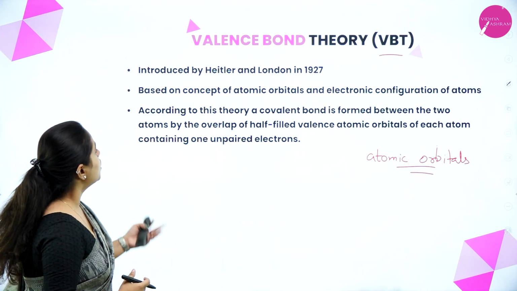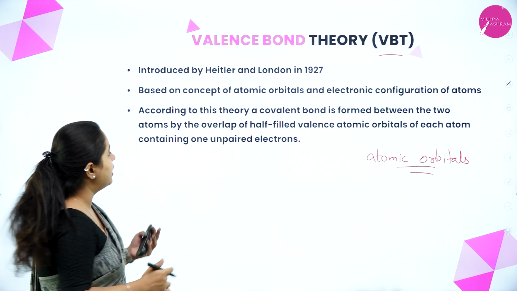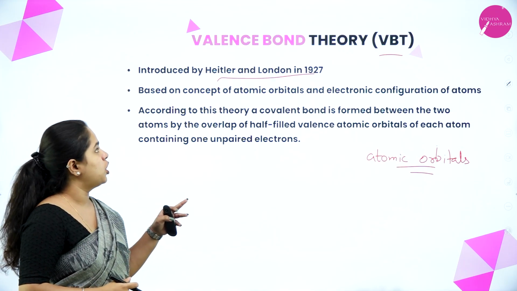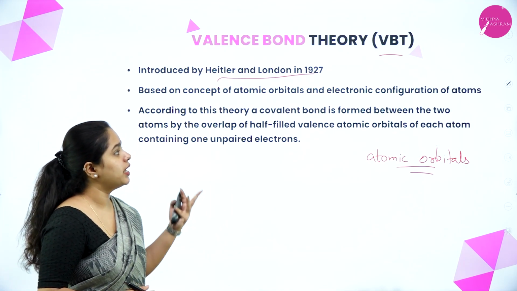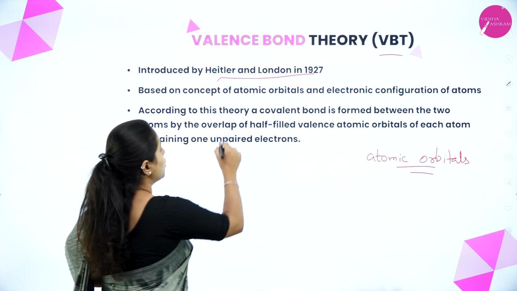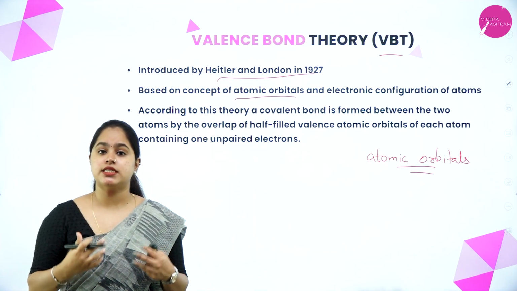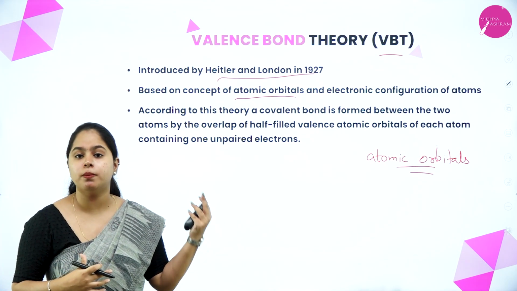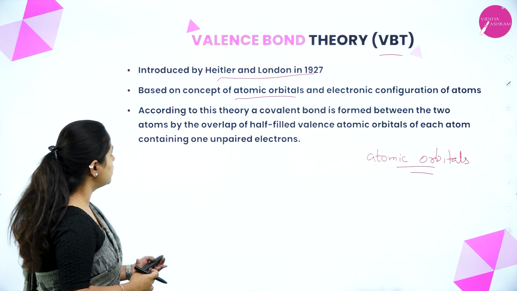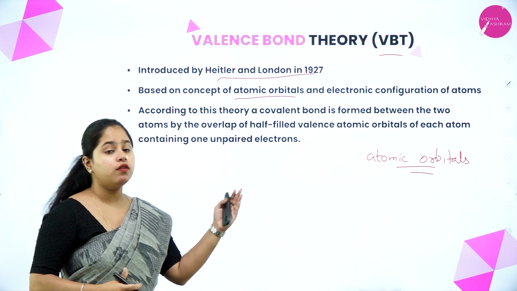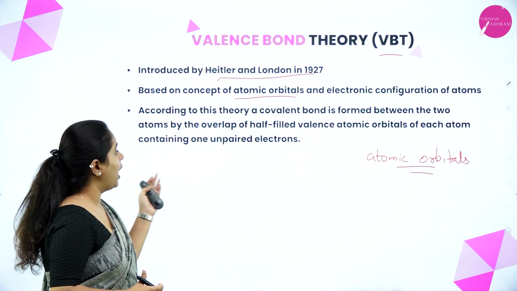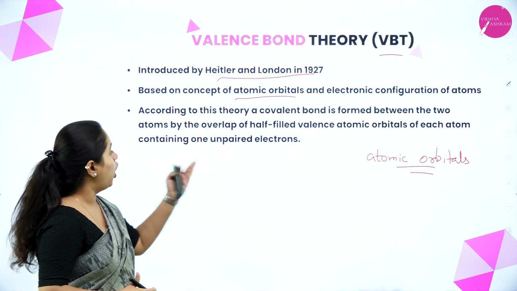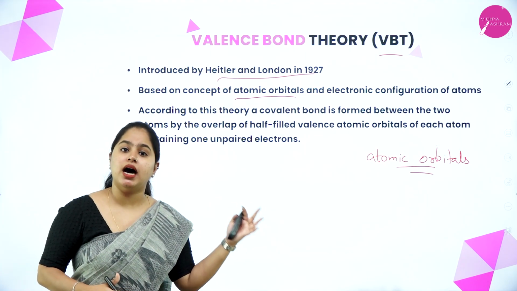Right. Yes. So, it was introduced by Heitler and London in the year 1927. Right. And it is based on the concept of atomic orbitals and electronic configuration of atoms. So, in valence bond theory, we will be considering atomic orbitals, right? Not the orbits, we will be considering the atomic orbitals here, right? Now, according to this theory, a covalent bond is formed between the two atoms by the overlap of half-filled valence atomic orbitals of each atom containing one unpaired electron.